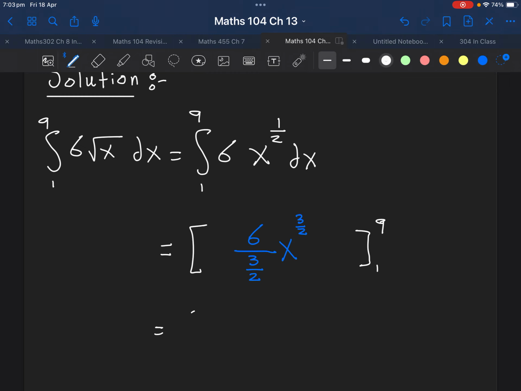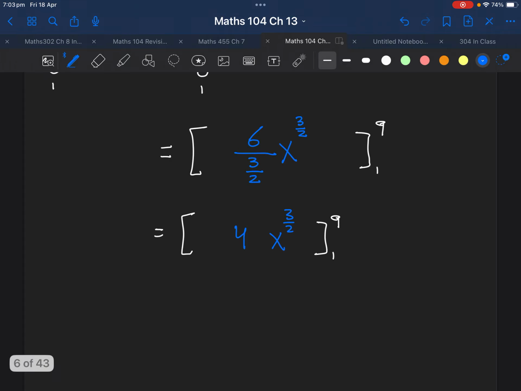Now, of course, this can be simplified. If you have a calculator, just simplify this one here. You will get 12, get 4. And now what you need to do is take this 9, substitute it instead of x. After you finish, take this one, substitute it with x, and here you need to use your calculator. So you need to find 2 numbers, using the calculator, and you put a minus between them.